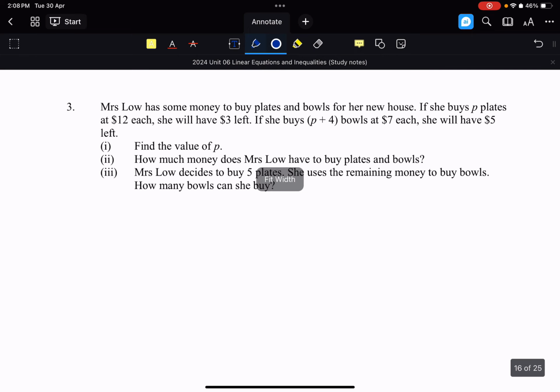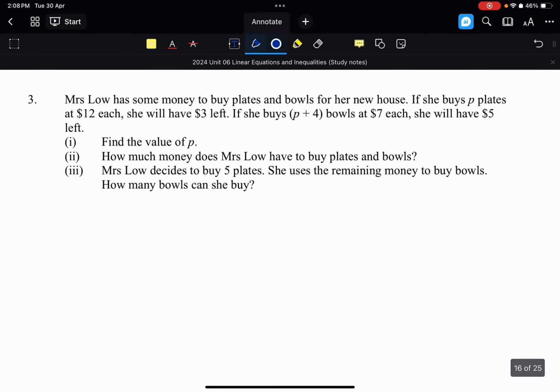Next example, we have Mrs. Low with some money to buy plates and bowls. She buys P plates at $12 each, and she will have $3 left. If she buys P plus 4 bowls at $7 each, she will have $5 left. Find the value of P.